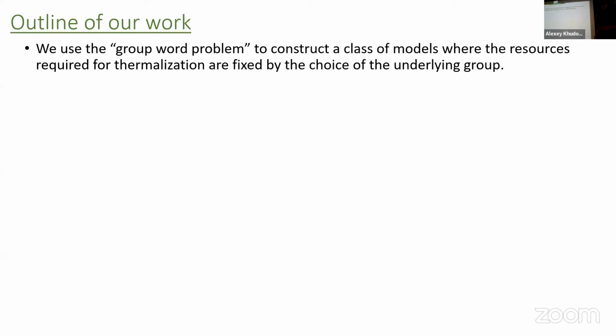So here's the outline of our work. We use something called a group word problem. It's a problem known in complexity theory. And we use it to construct a class of models where the resources that the system needs in order to thermalize are defined by the choice of the underlying group.